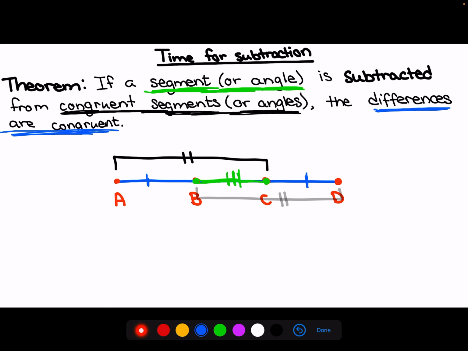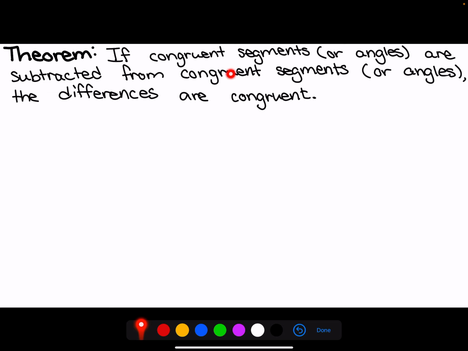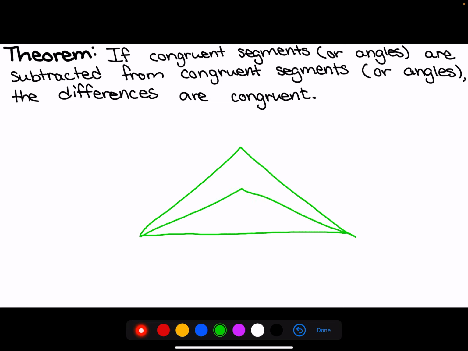As for our final theorem, it looks just like our angle addition, except now we're using subtraction here. So, if congruent segments or angles are subtracted from congruent segments or angles, the differences are congruent. So let me go ahead and draw a quick example. I'm going to draw a triangle up here. It's going to look very similar to one that we just did a few minutes ago. So we have this triangle. Now, with this triangle, if congruent segments or angles are subtracted from congruent segments or angles.